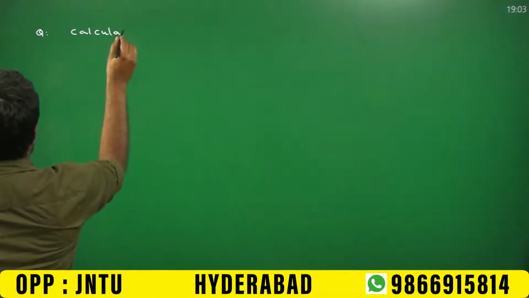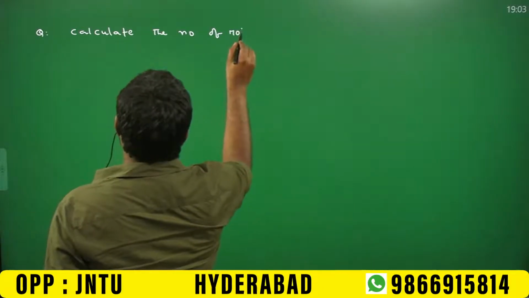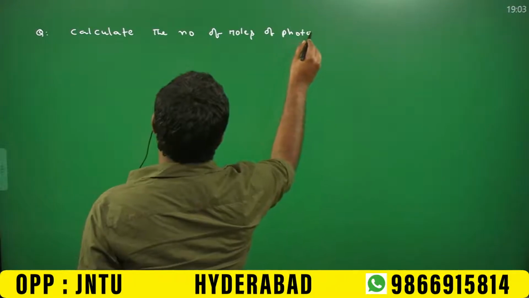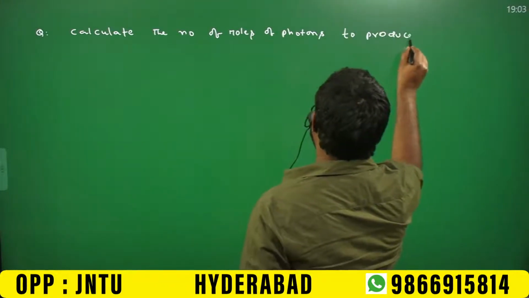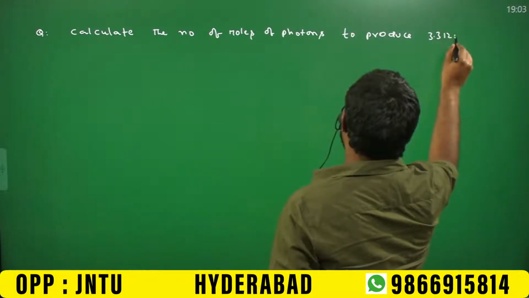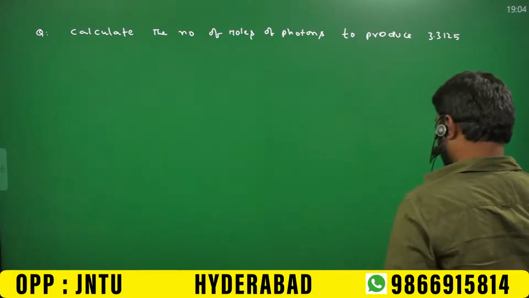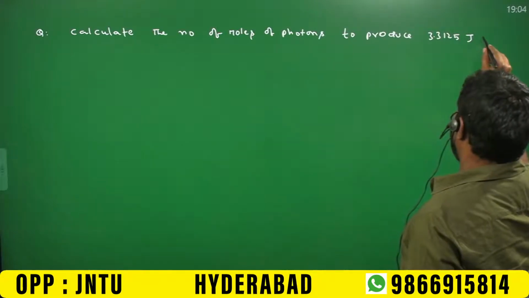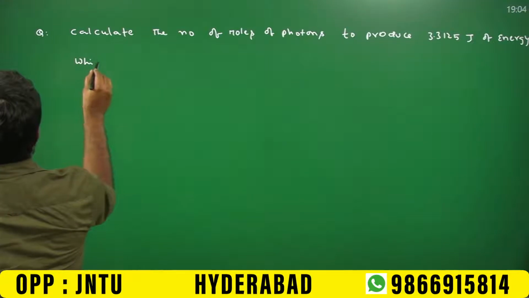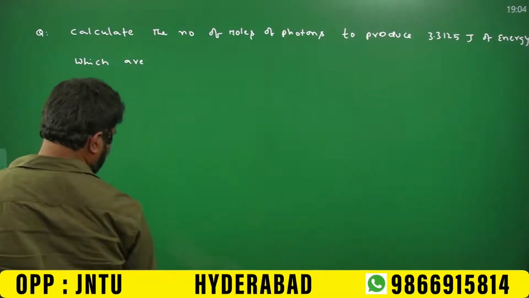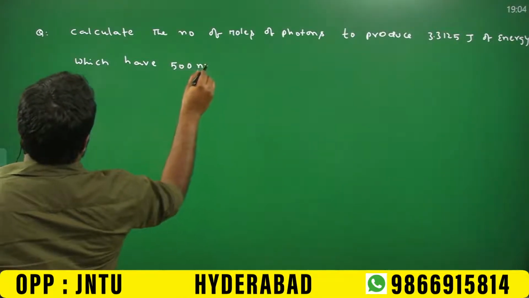Calculate the number of moles of photons to produce 3.3125 joules of energy which have 500 nanometers wavelength.